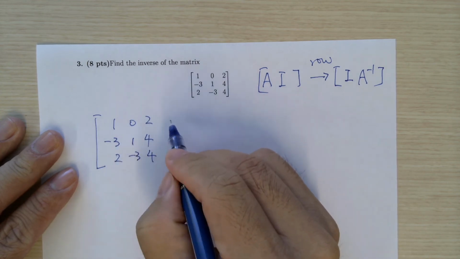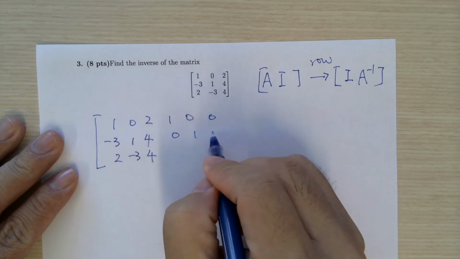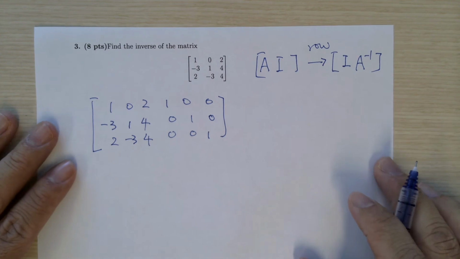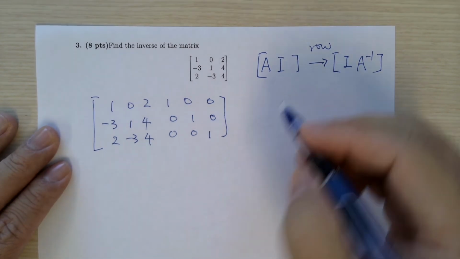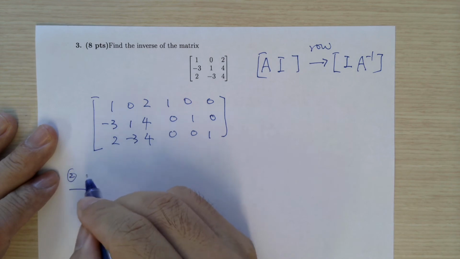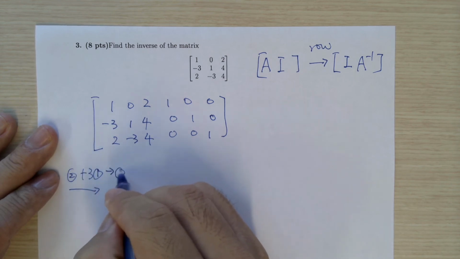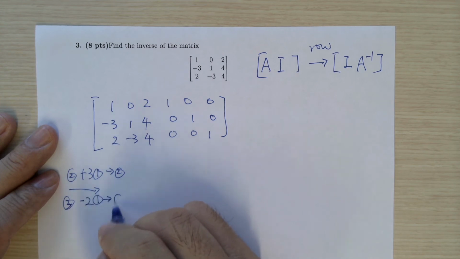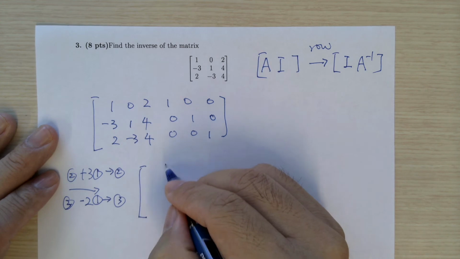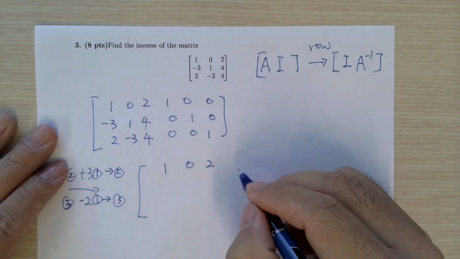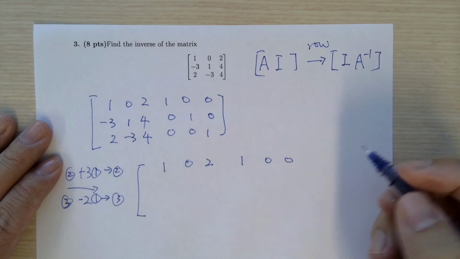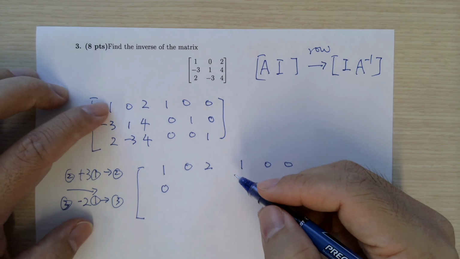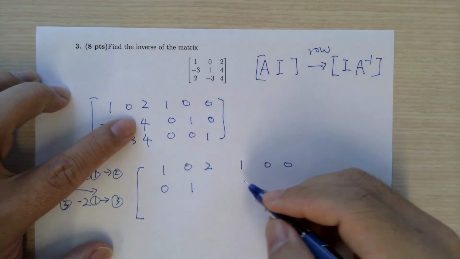So we have 1 0 0, 0 1 0, 0 0 1, okay, so we can start to do the work. The first one, we can use row 2 plus 3 times row 1 becomes new row 2, and then use row 3 minus 2 times row 1 becomes new row 3, and so it's 1 0 2, right? 1 0 0, nothing changed. Row 2, so this part becomes 0, right? This part is 1, okay.